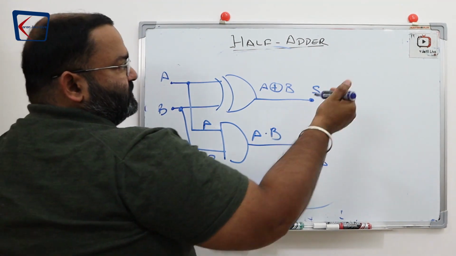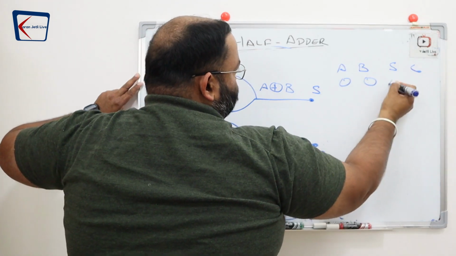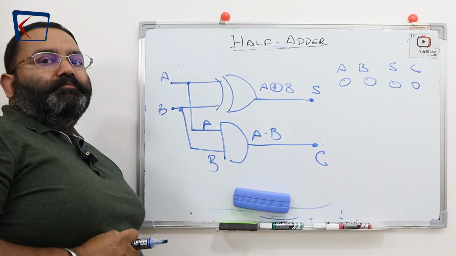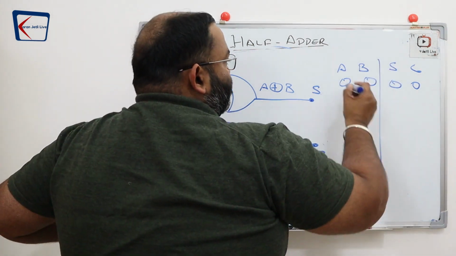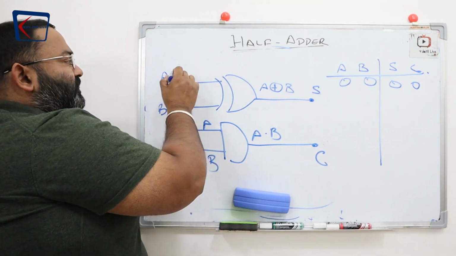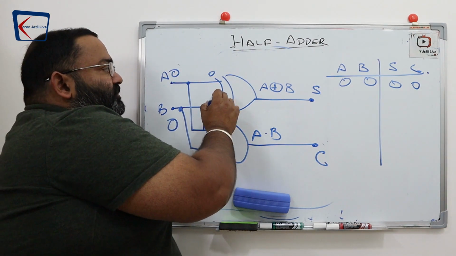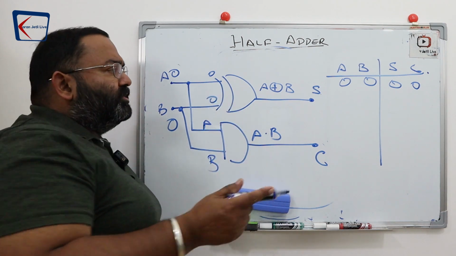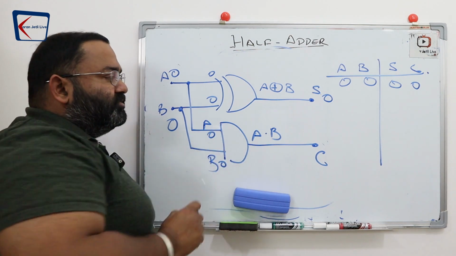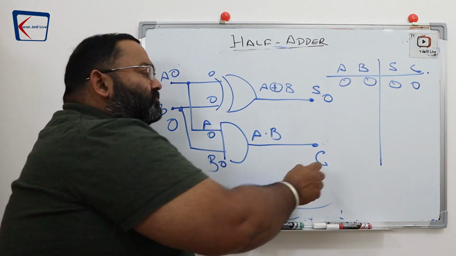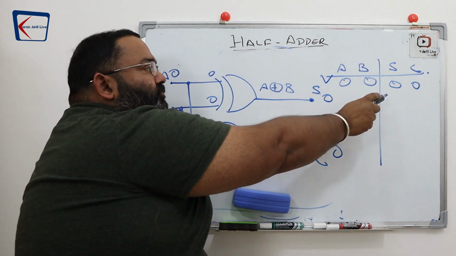Now you know A, B, sum, carry: 0, 0, 0, 0. If both the inputs are 0, then sum will also be 0 and carry will also be 0. So let us assume this as 0, this as 0. 0 XOR 0 is what? 0. So here comes 0. 0 and 0 is also 0. So this is correct. This circuit is working according to this.